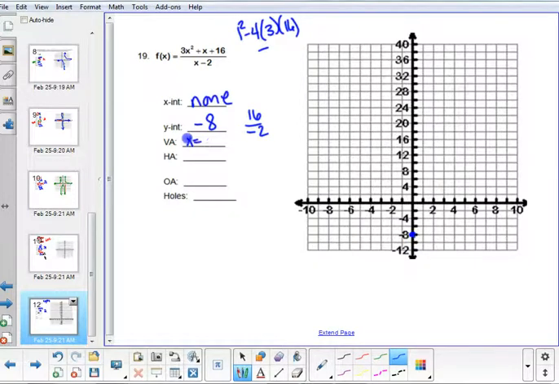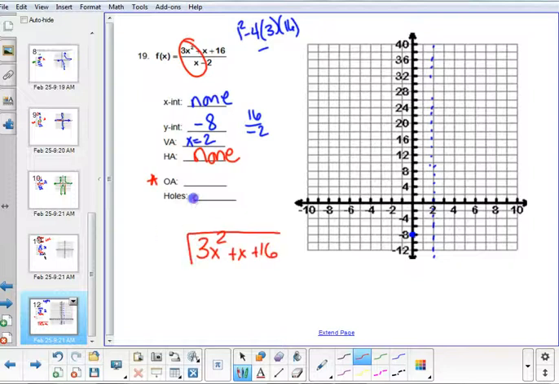Vertical asymptote at the line x = 2. Go ahead and mark that. And then a horizontal asymptote, I see that we have a top-heavy fraction, which means I do not have a horizontal asymptote, but however, since I have no horizontal asymptote because of it being top-heavy, I do have an oblique. I'm going to have to do long division to find the equation of the oblique asymptote, and I'll go ahead and write down no holes.